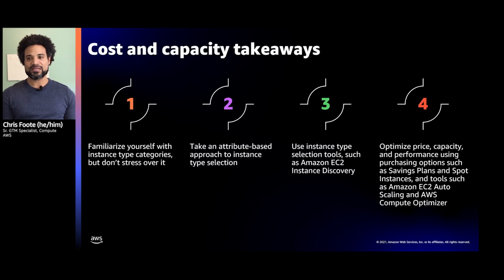So what are our takeaways here? The first is we want to familiarize ourselves with the various instance type categories, but don't stress over it. You want to take an attribute-based approach to instance selection and leverage instance selection tools such as the EC2 Instance Discovery, as well as attribute-based instance selection. And then last, we're going to leverage all of these tools and options to optimize across price, capacity, and performance by choosing the right purchase options for the right workload. And this could be Savings Plans, On-Demand, Spot, or a mix of any of those three.